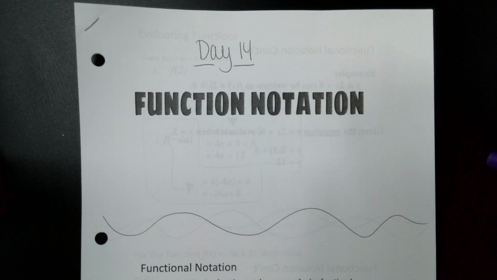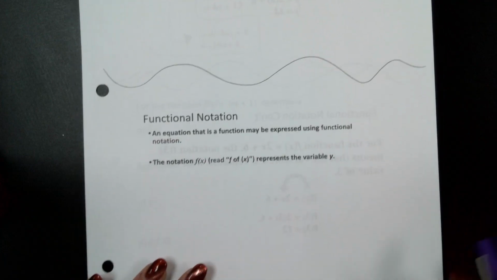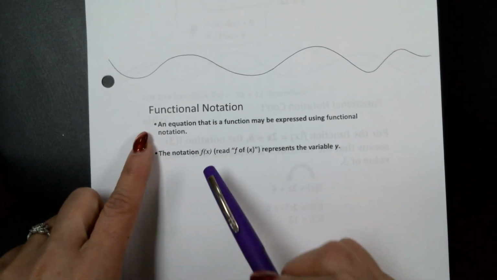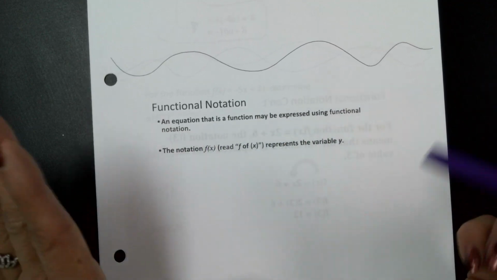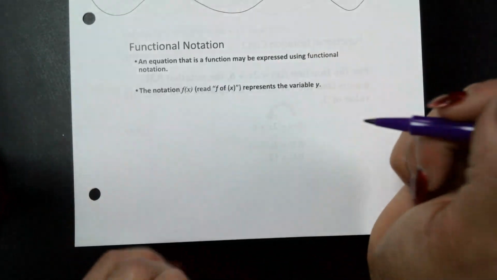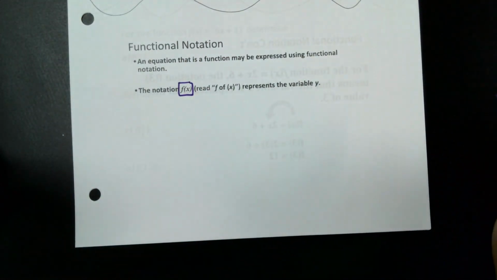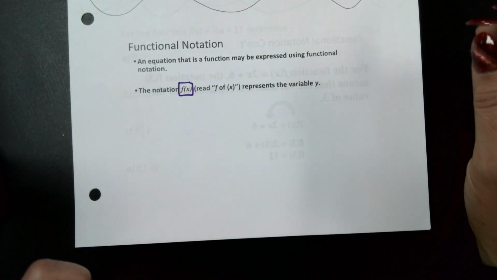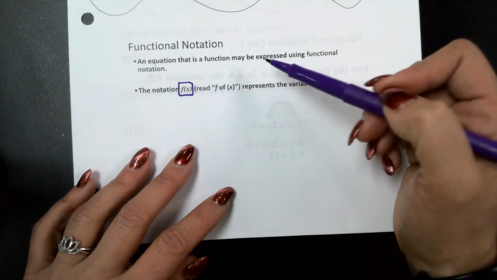If I give you the output, which is y, we'd have to work backwards, which means you're going to have maybe a two-step equation to solve. Okay? All right, so down here at the bottom, it just says function notation. It's an equation that's a function, and it may be expressed using function notation. This is a notation that you need to get used to seeing. That f is kind of italicized. So the way you read this is f of x.